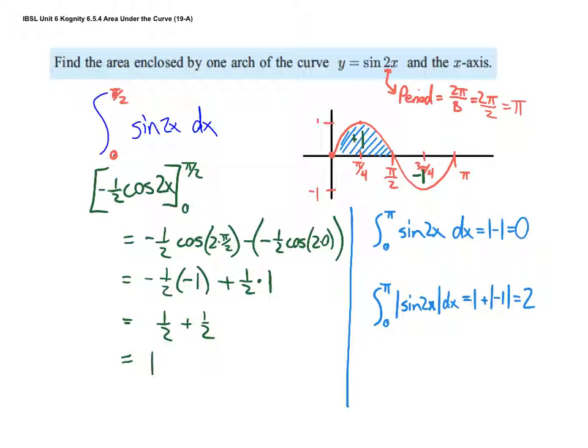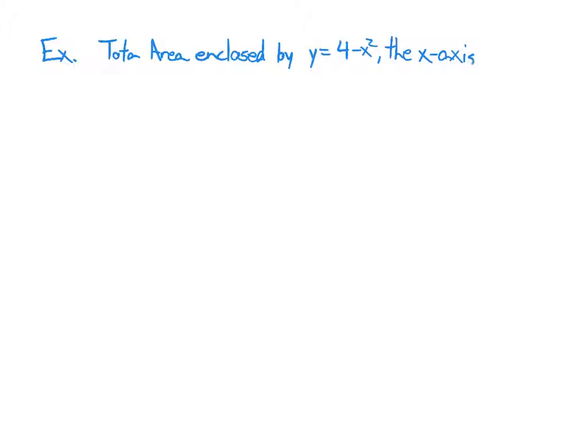Let me add one problem here. Suppose that we want to find the total area enclosed by y equals 4 minus x squared, the x-axis, and the lines x equals -1 and x equals 3.